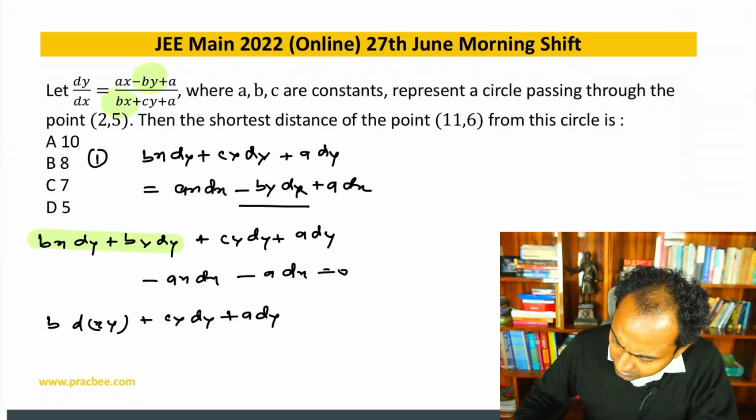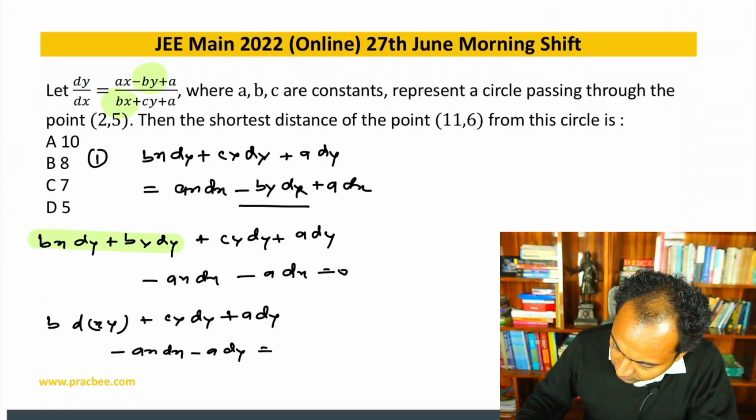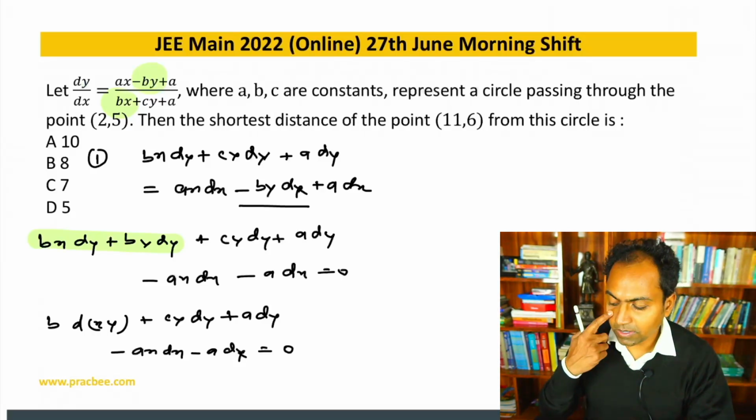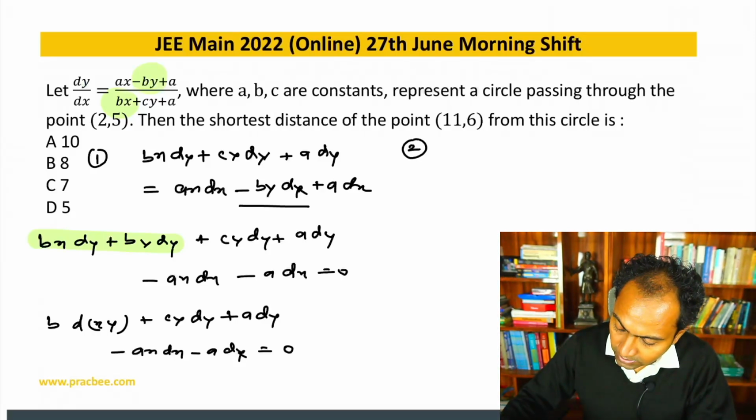It is very simple integration after this. So this becomes minus of ax dx minus a dx. And because of this nature, this has become now a variable separable. In the next part, we'll integrate.